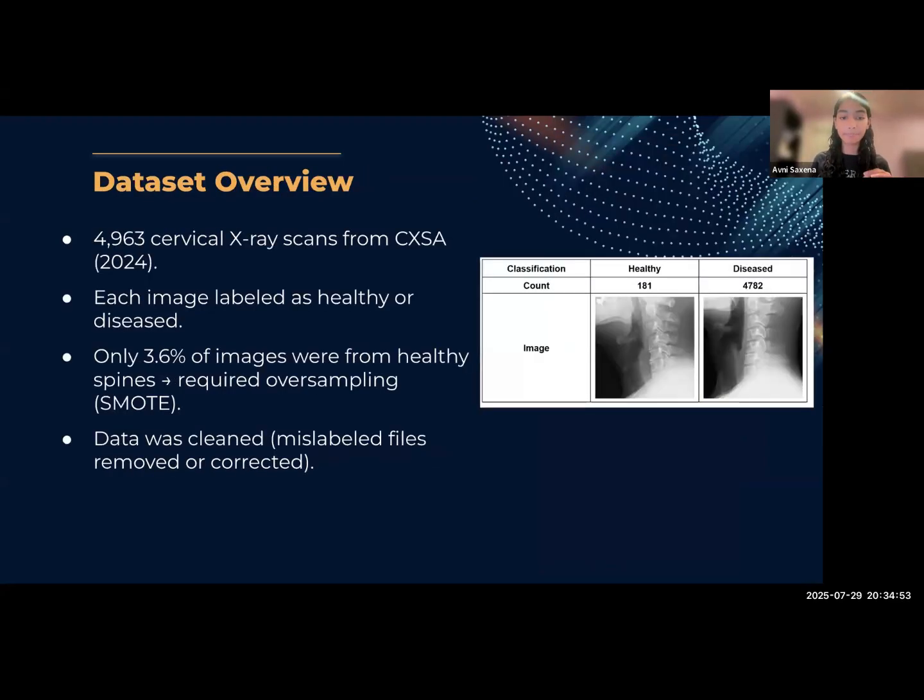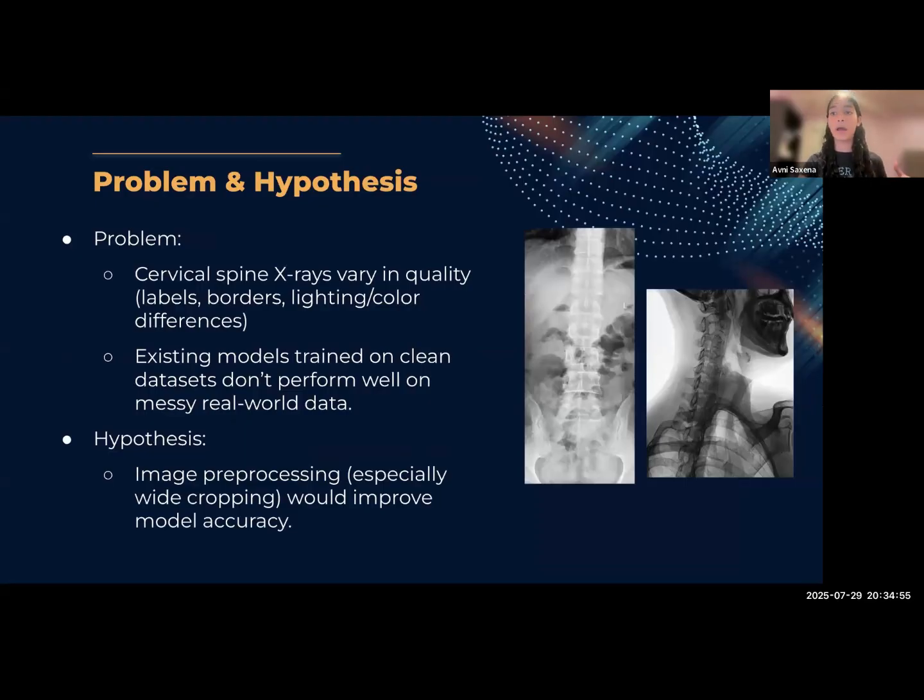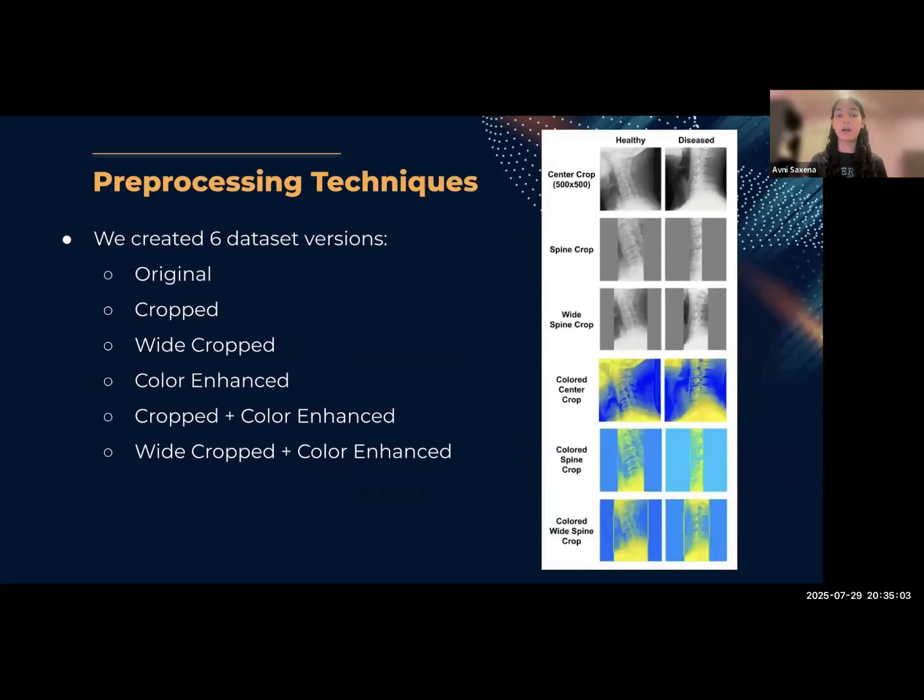And if you look over here, you can see that sometimes the spinal x-rays are white on black versus sometimes being black on white, right? That's what kind of confuses the model. So that's why we tried testing different color enhancements. And then we also did combinations, so cropped and color enhanced, wide cropped and color enhanced, and we tested all of these through our model to see what kind of pre-processing will give us the most optimal end results.